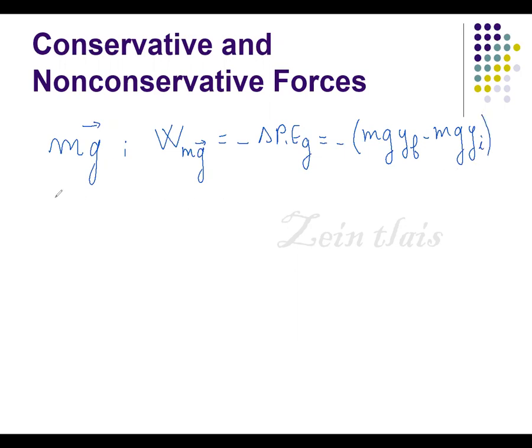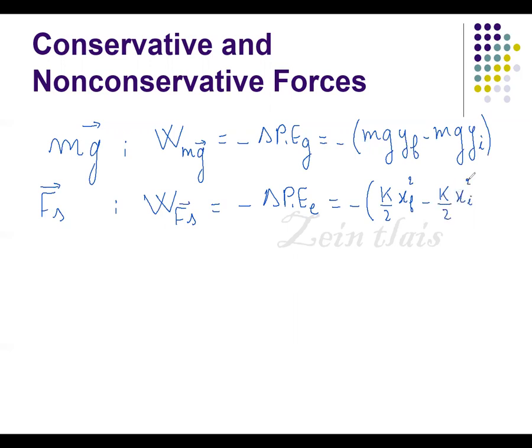And also we talked about Fs in the case of a spring. We said omega Fs equals minus delta elastic potential energy, which is equal to minus k over 2 x final square minus k over 2 x initial square.